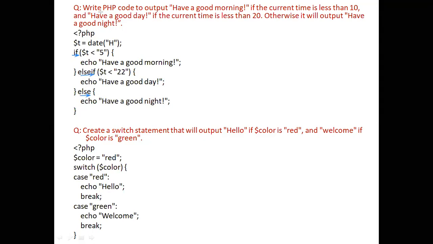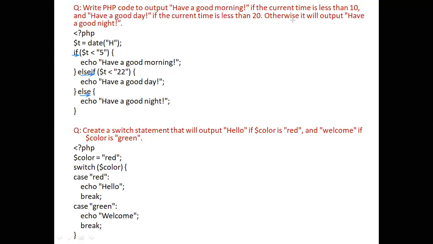Okay, read the question here. Write a PHP code to output have a good morning if the time is less than 10, and here this is wrong, I think. If the question says less than 10, you have to put less than 10 here. Have a good day if the current time is less than 20. So you have to change here, it should be 10 here, and then it should be 20 here.